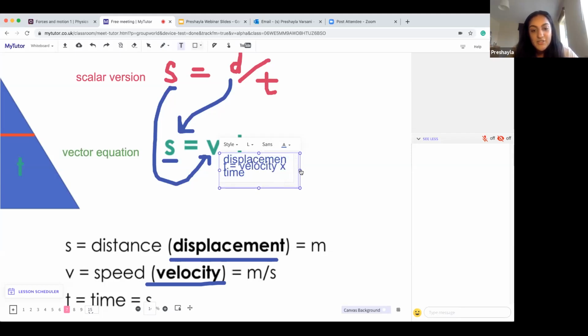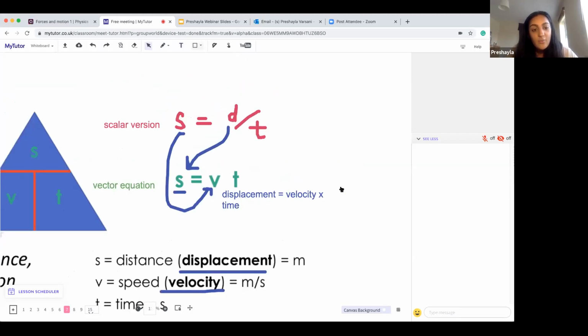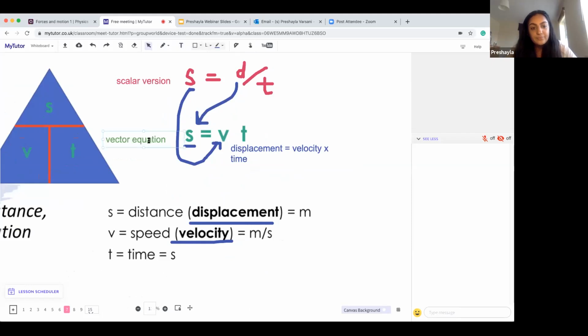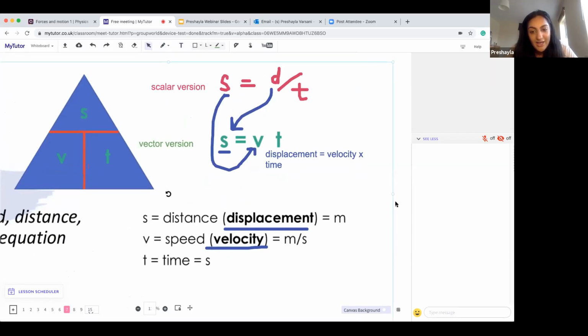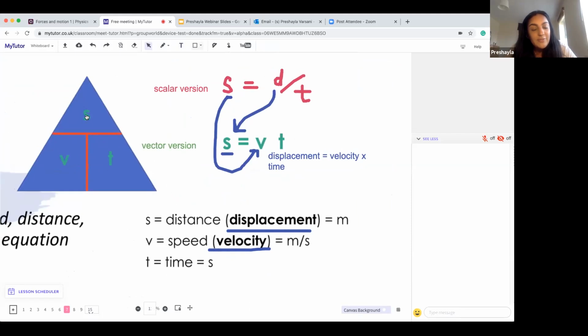So we can see that we have two different forms of the same equation, one in scalar version, one in vector. Now let's take our vector version and put it into a triangle. You can see that we have S at the top, V and T at the bottom.